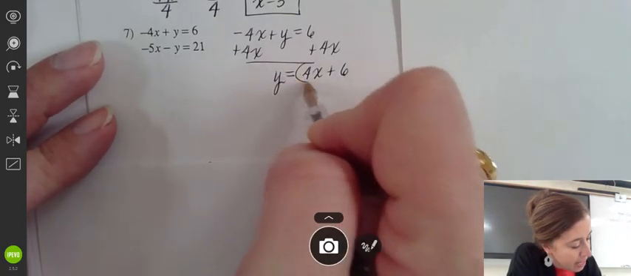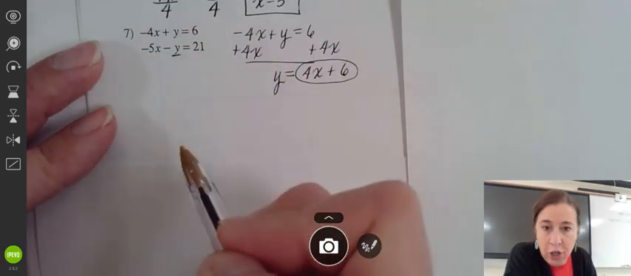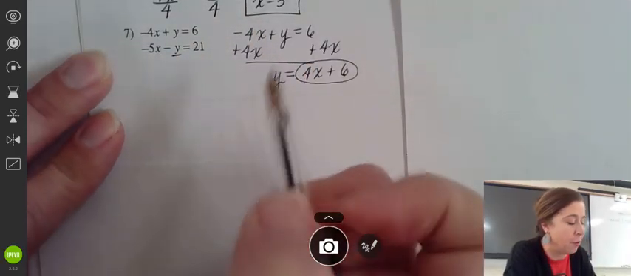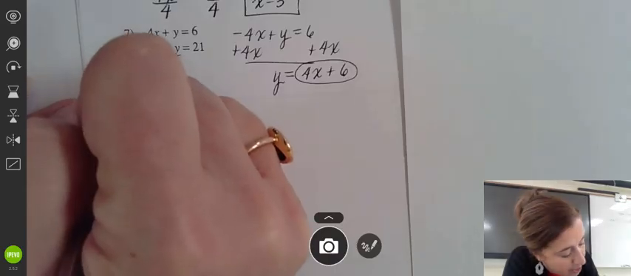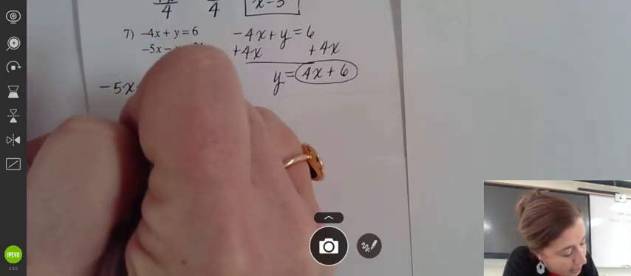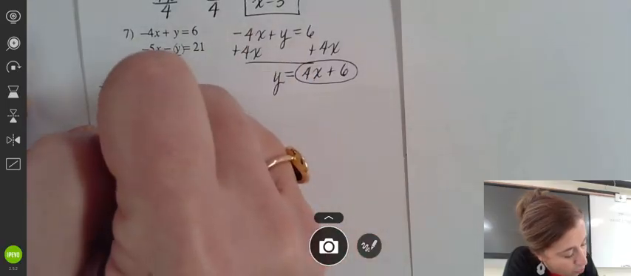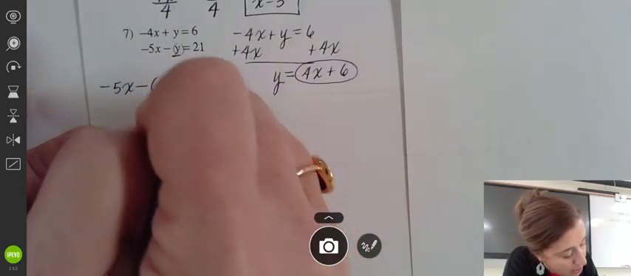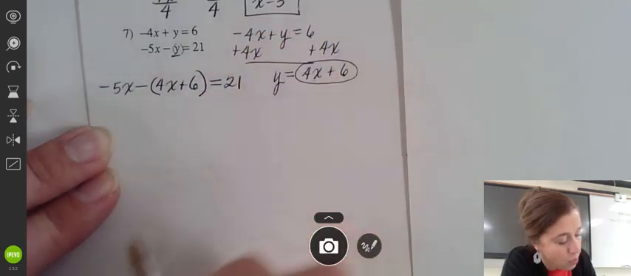All right, then we're going to take that 4x plus 6, we're going to put it in for y in the other equation. Now be careful. We have a minus sign in front of that y. That minus sign stays there, so it's -5x minus the quantity, you put your parentheses around y, the 4x plus 6, and then we have equals 21.